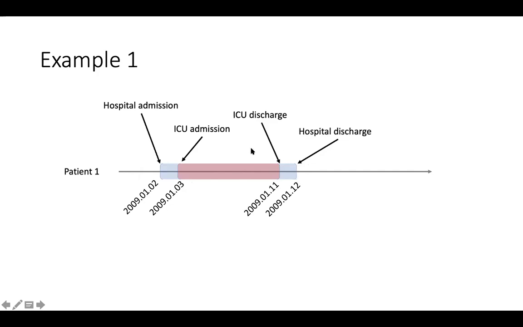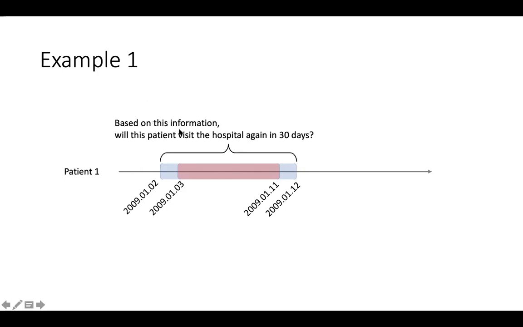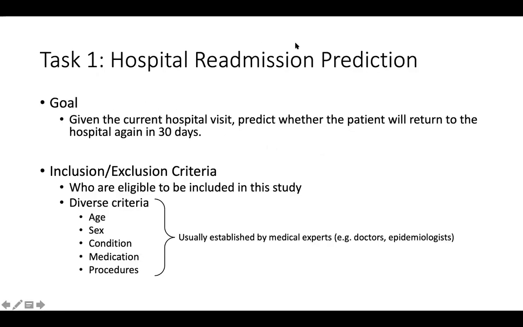So given this record from the MIMIC3 dataset, based on this information, will this patient visit the hospital again in 30 days? We want to build a training set for this task. We need positive examples and negative examples, because this is a binary classification: predict whether the patient will return to the hospital again in 30 days. It's a simple yes or no question, so we need a training set including positive cases and negative cases.